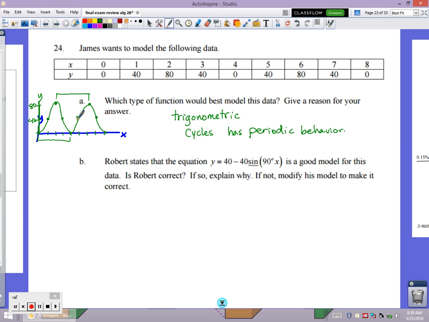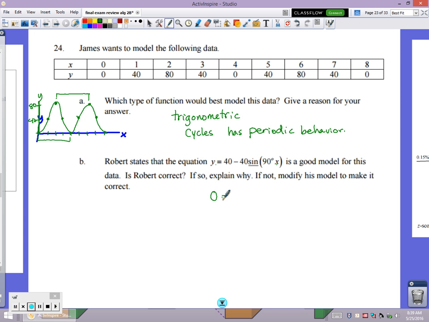All right. And then Robert states that this equation right here is a good model for this data. Is Robert correct? If so, explain. If not, modify his model to make it correct. All right, well, all we need to do is plug in a value or two and make sure that works. So I have an x, I have a y. Here I have x and y data. So I think the easiest of all of these numbers to use, 0, 0 is probably the easiest value.